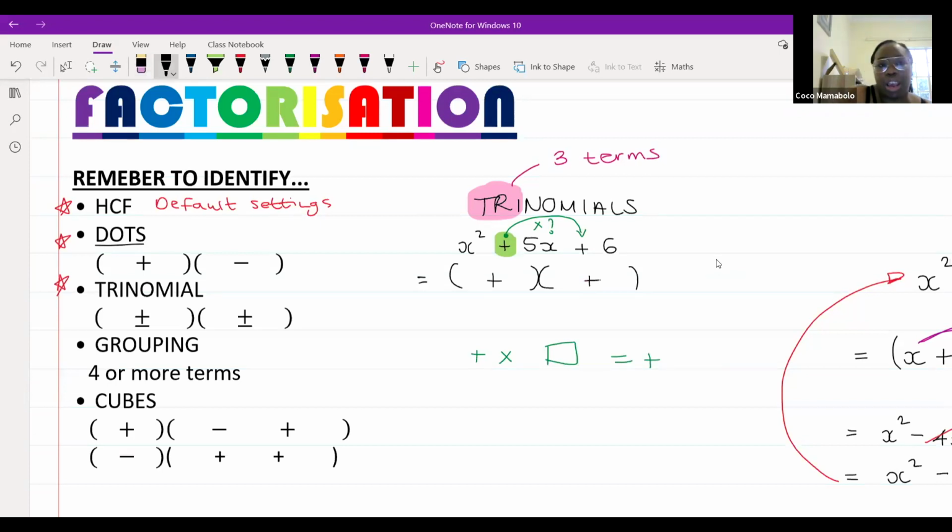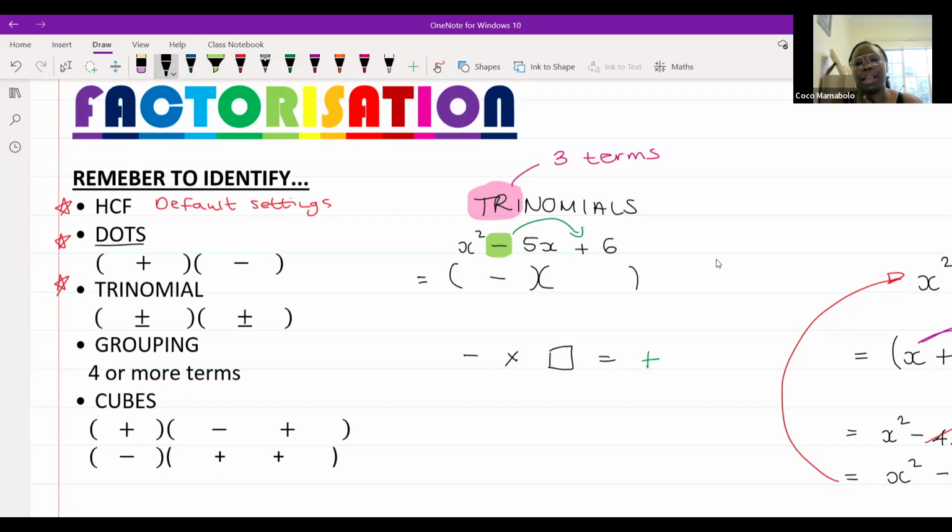Okay, let me try another way. Let's change up the signs a little bit. What if I put a minus there? Now, if I put a minus there, I already know that my first bracket will have a minus. Now we have to ask ourselves, I need a minus times something, and that must equal a plus. I must get a plus as an answer. So a minus times a what will give me a plus?